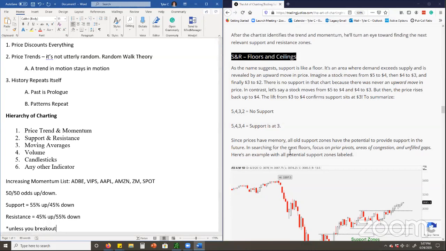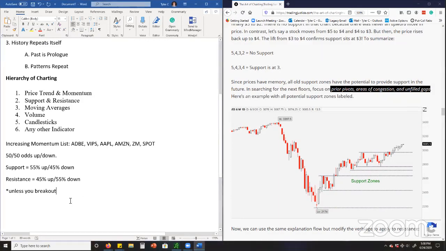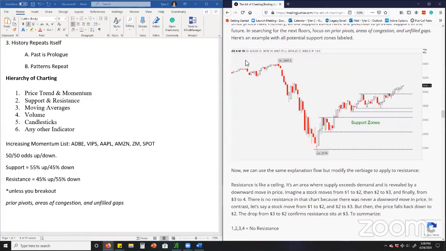So my favorite three things to look for as support on a chart are prior pivots, areas of congestion, and unfilled gaps. Prior pivots, areas of congestion, and unfilled gaps. When I look at this chart, this is ES, look at how I drew these lines. The stock is at 30.85. As I look to the left of that, the first area of congestion or pivots that I come across are a cluster of pivot highs.